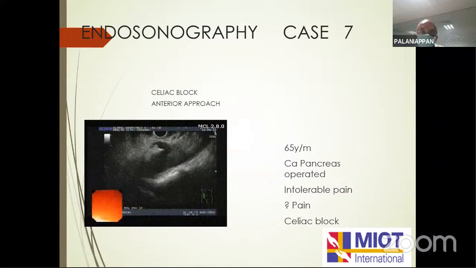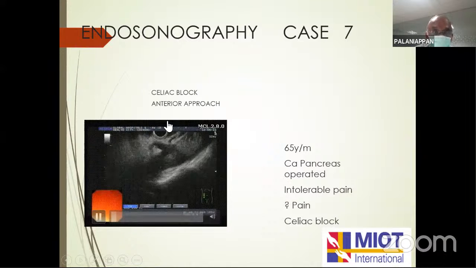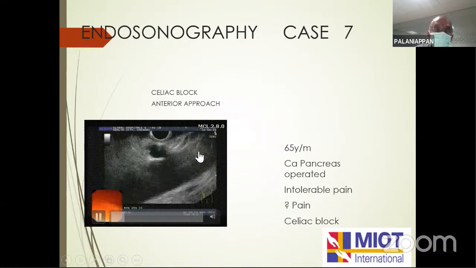The celiac ganglion lies on the surface of the celiac trunk. So to that area, we inject the agent, bupivacaine and alcohol. So that's what we have done here. You can see this is the, I'm saying from the stomach. You have to imagine that. This is the aorta. I'm enlarging the view.